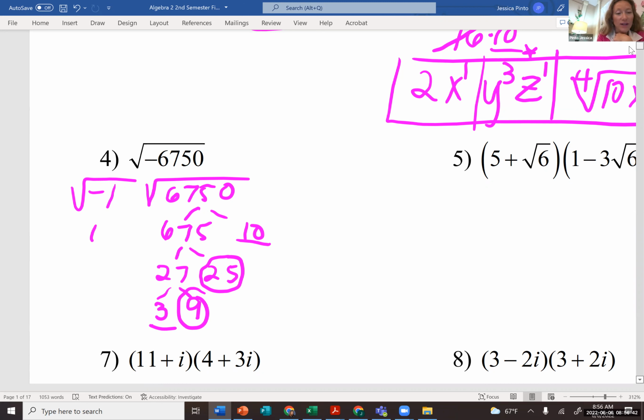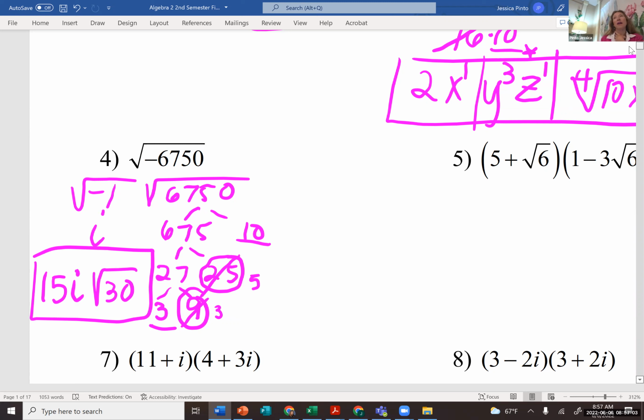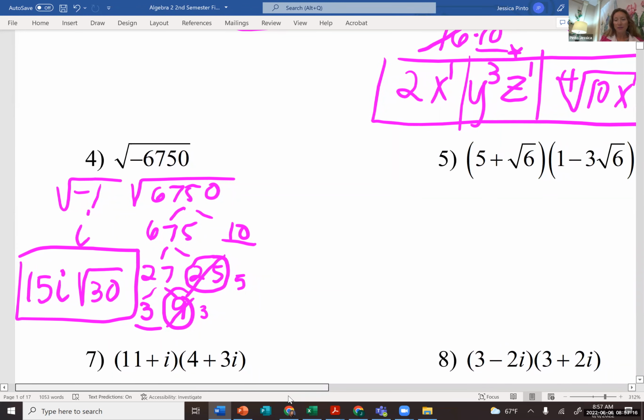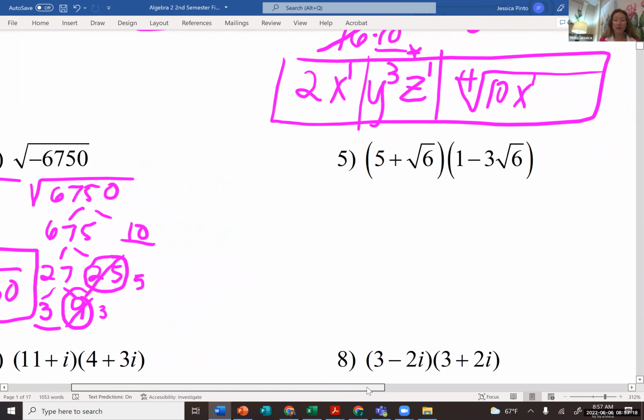So the square root of -1 is the imaginary number i. Then these 2 are going to come out. This is a 5 and this is a 3. So that's going to be 15i on the outside. Those ones simplified out. And then the 3 and the 10 don't simplify, so they're going to remain in the radical as rad 30. And that's going to be my final answer. Great. So I just have to remember, if there's a negative, that i is going to be in the answer. But the negative is inside the radical.